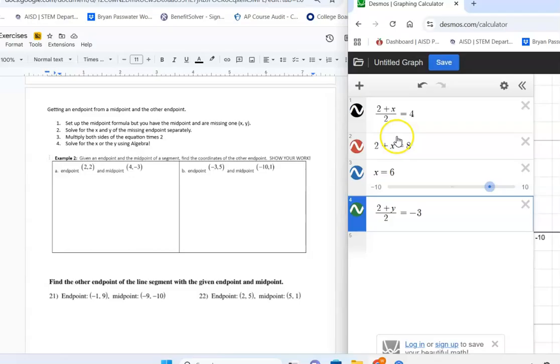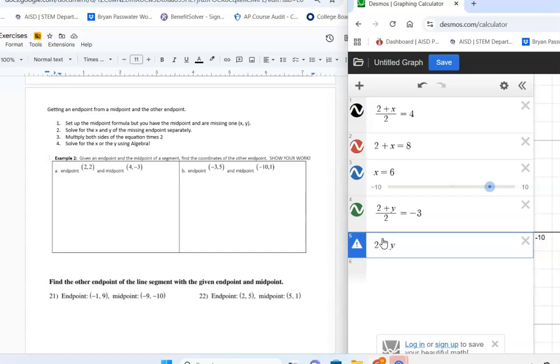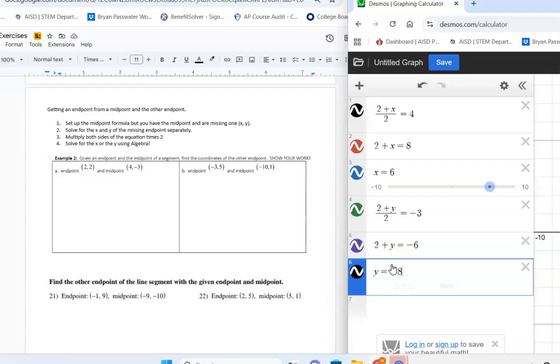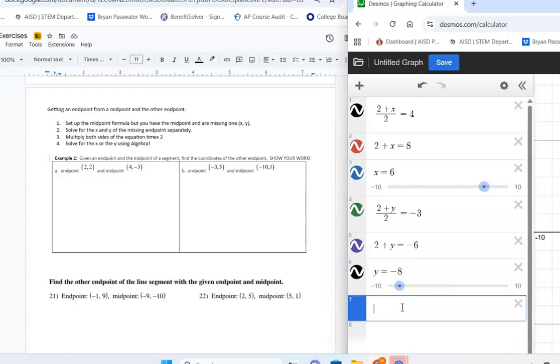Now I'm going to do the exact same process I did up here. First step is you multiply everything times 2. That creates 2 + y = -6. Then I subtract away whatever's here, and that creates the y value of -8. So the missing endpoint in that example would be x is 6, y is -8. That would be the answer for that example.